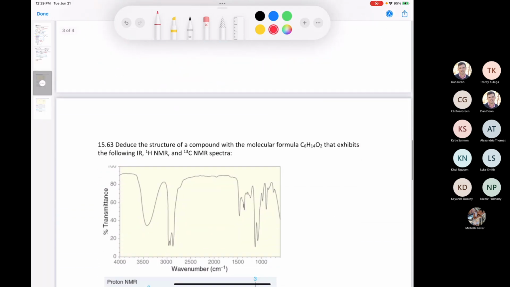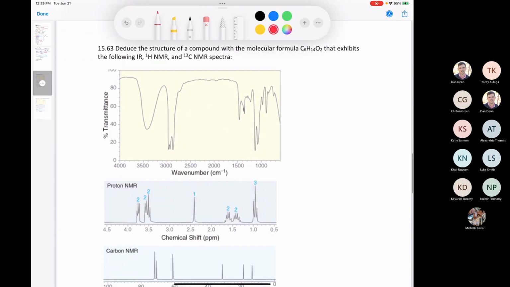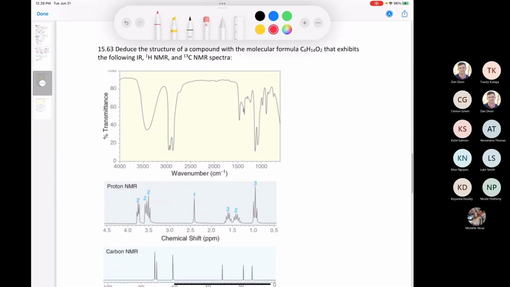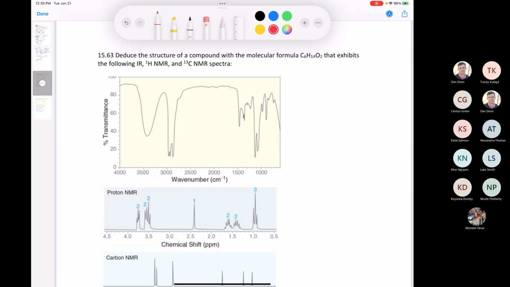Just scooch ahead here. We're going to take a look at a problem where it says deduce the structure of a compound with a molecular formula of C6H14O2 that exhibits the following IR. So they gave us an IR, they gave us a proton and a carbon-13. So we have a lot of information provided to us in this one.